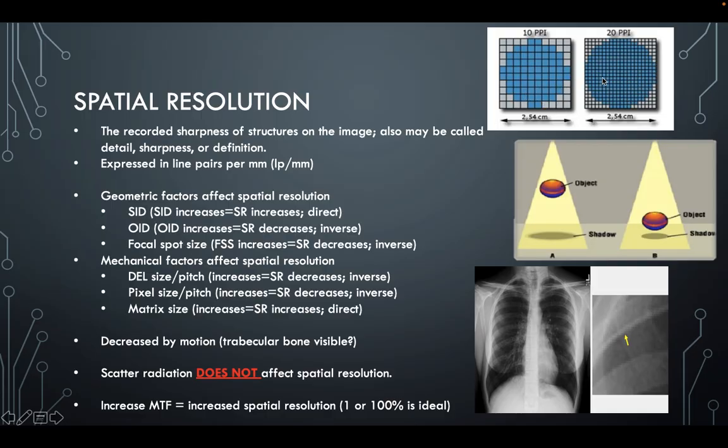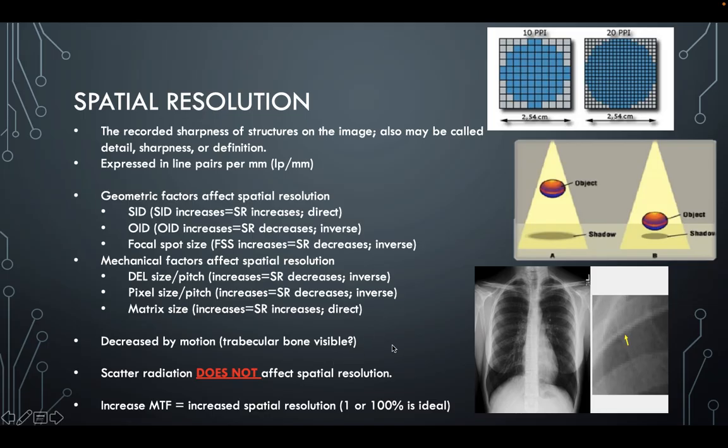But now this is a larger matrix. So matrix size has increased, and now this looks more like a circle than this almost diamond looking structure here. So as matrix size increases, my spatial resolution increases, and I have a direct relationship.